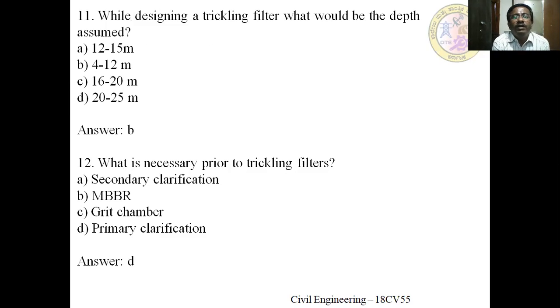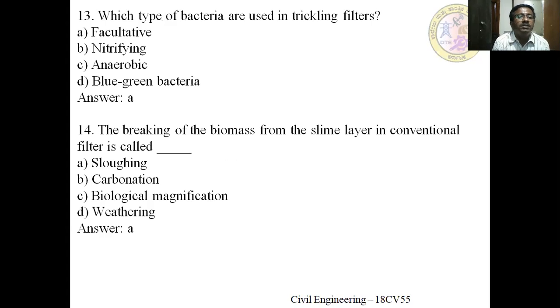While designing the trickling filter, what would be the depth assumed? Usually, we assume the depth of the filter is 4 to 12 meter. What is necessary prior to the trickling filter? Usually, we go for primary clarification. Primary clarification is installed to remove the floating materials, inorganic materials, and all these things. Which type of bacteria is used in the trickling filter? Facultative, which means both aerobic as well as anaerobic processes take place depending upon the thickness of the biofilm.